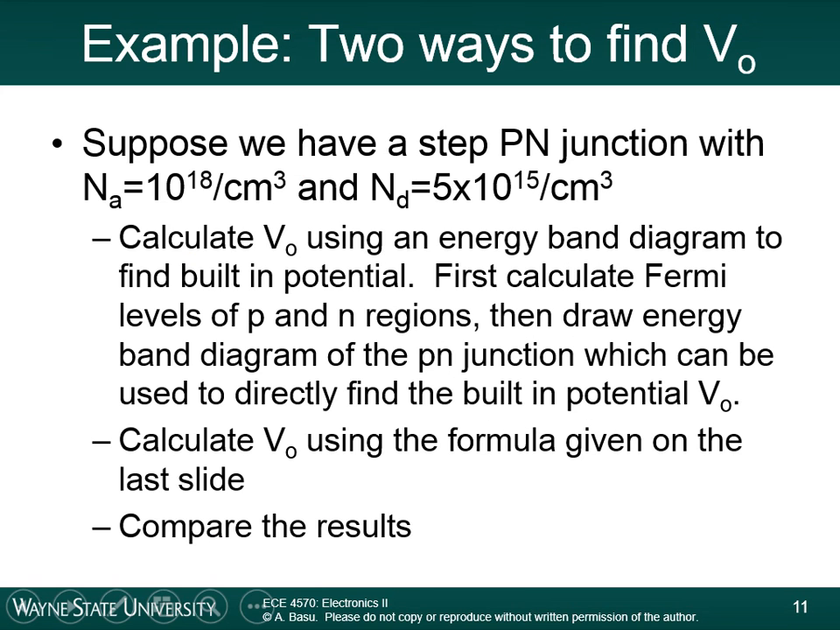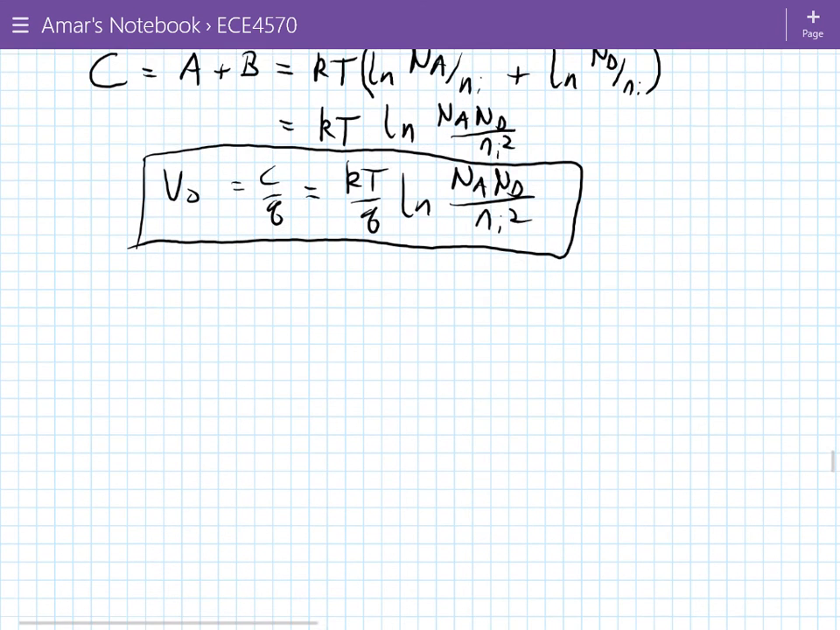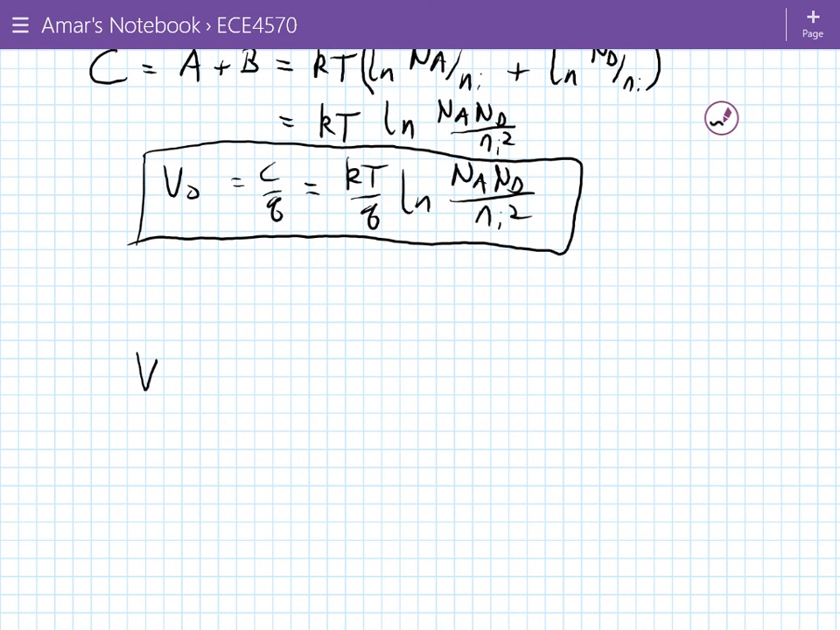All right, so let's just do this one together real quick, just so you have the answer. I'm not going to do both parts of it just in the interest of time. Let's just find out what the built-in potential is. kT over q ln, so this is the formula here, ln of Na Nd over ni squared. So kT over q is 0.026 at room temperature.